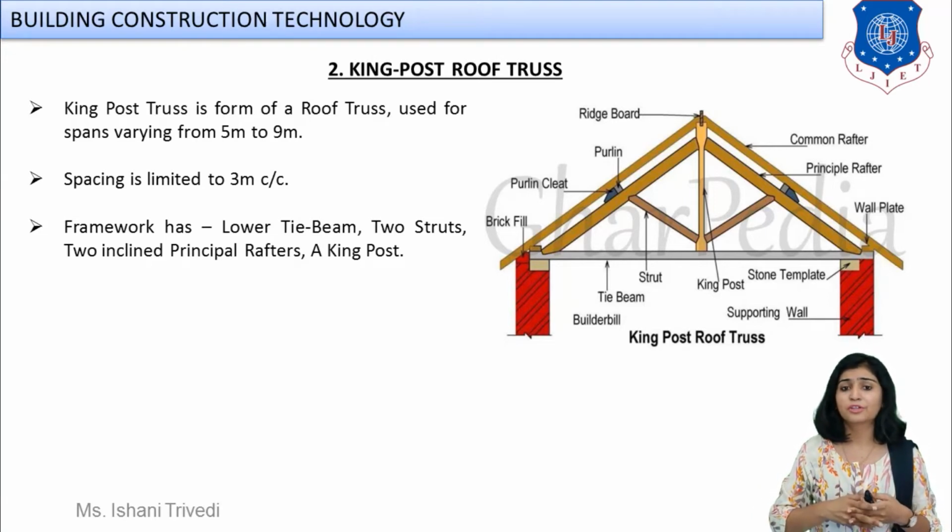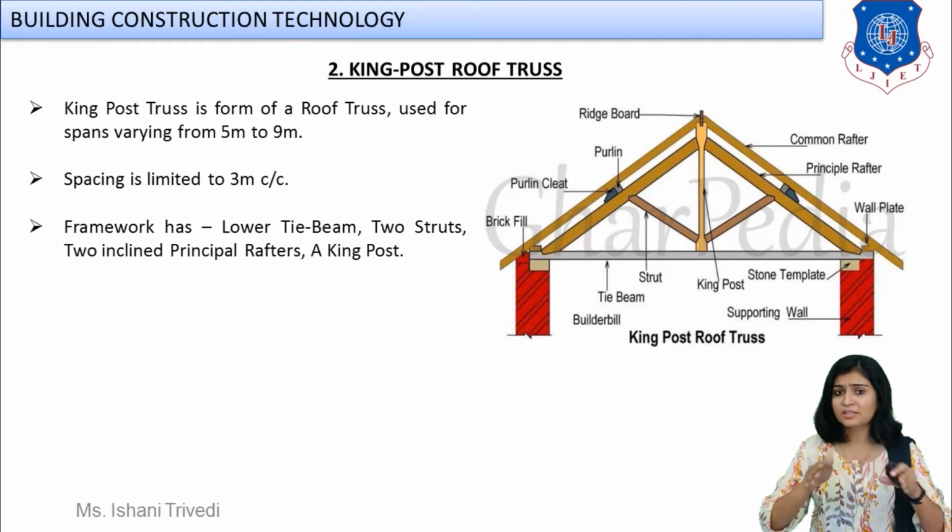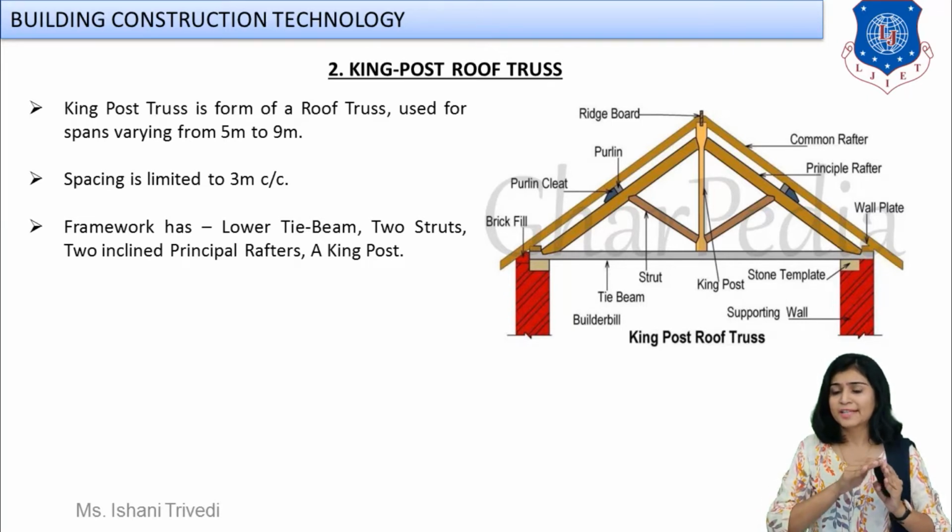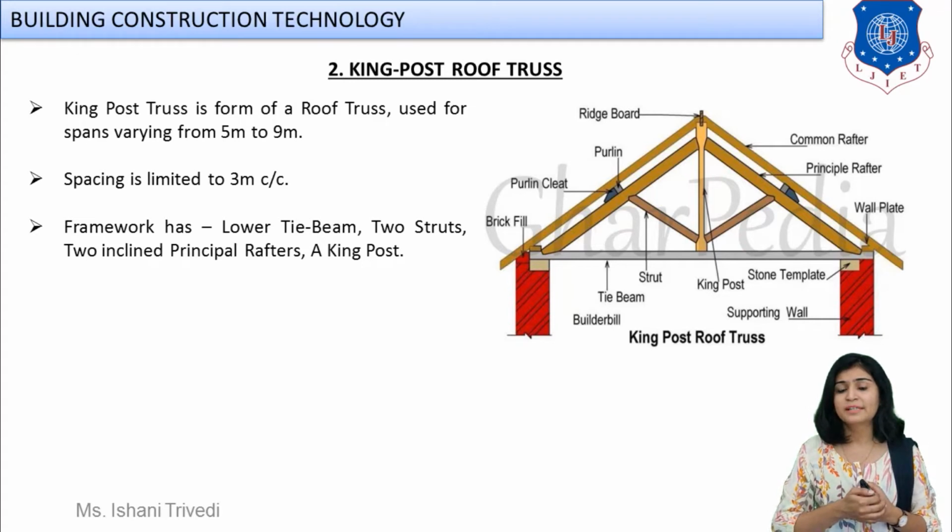Next, what do we have? The framework. So now you can say on your own, what does the framework have? Okay, it has the lower tie beam. Now I think if I talk about beam, you will understand that it is provided for load transfer mechanism, right? The thrust, the load which will be coming from the rafter, it will be carried by the tie beam. So it has a tie beam, it has 2 diagonal struts, correct?